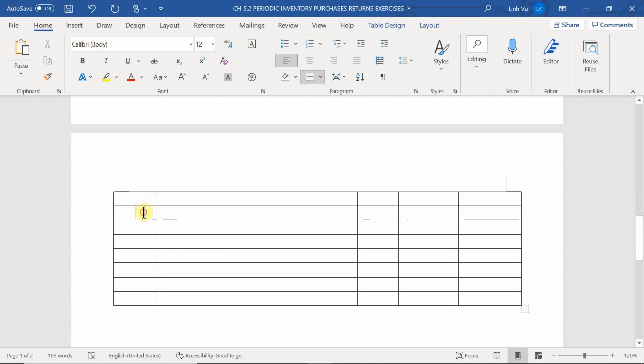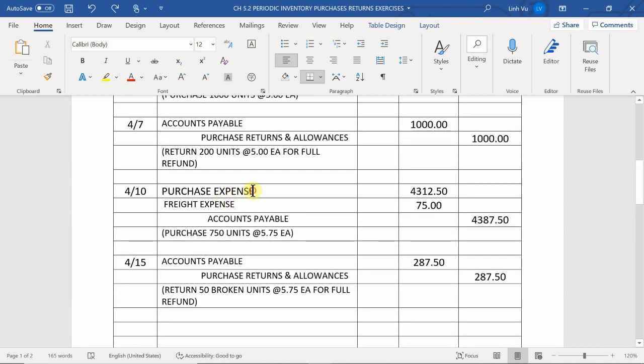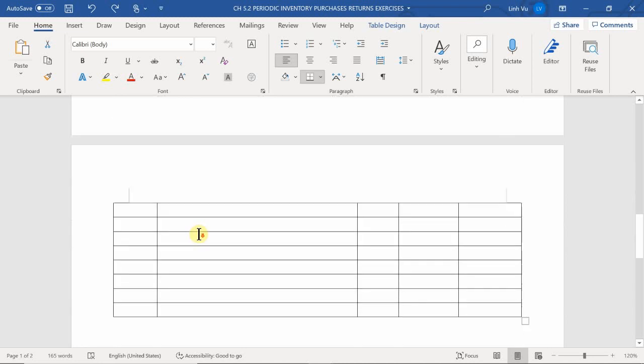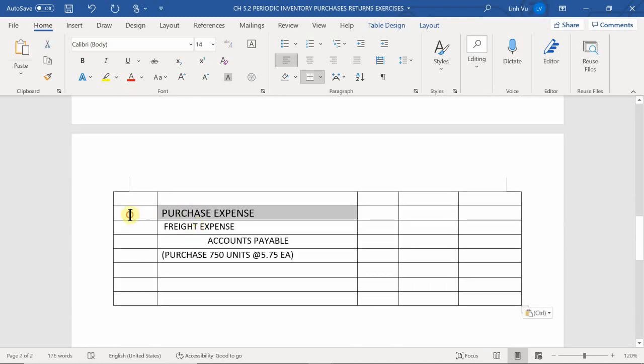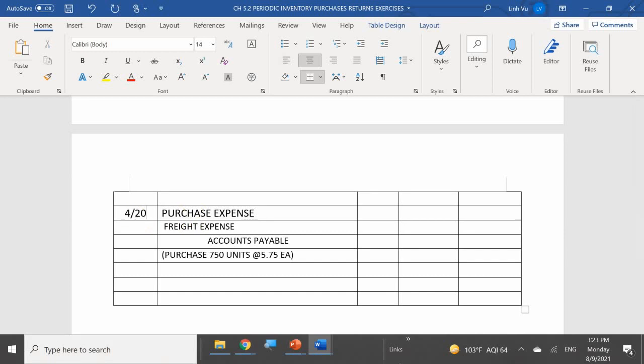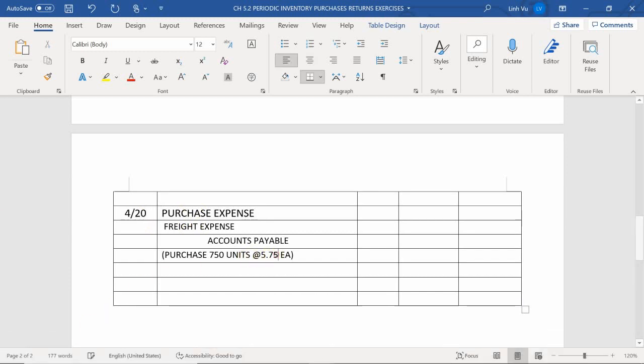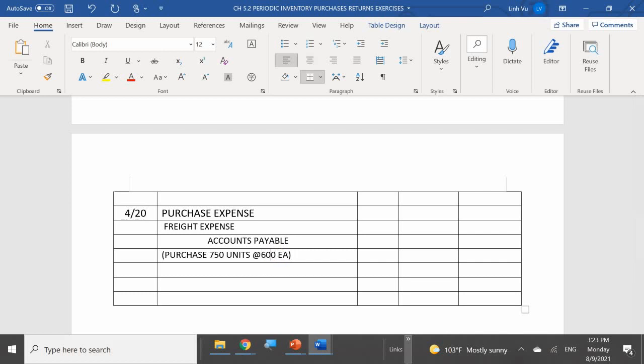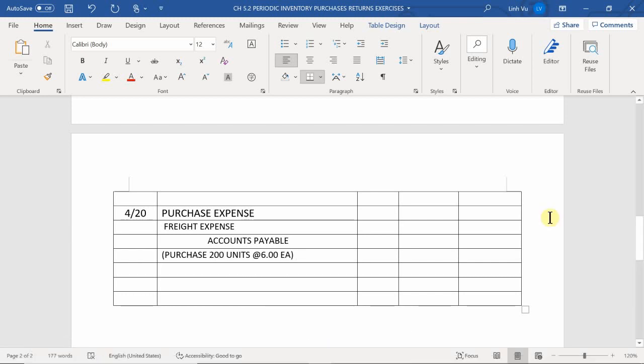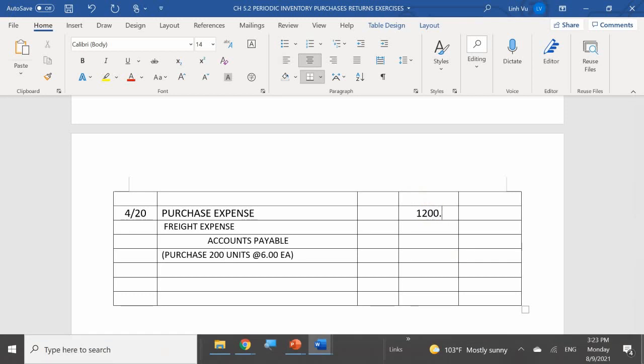I'm just going to skip to the next one over here. How many did you buy? 200. How much? $6 each. So $1,200, you have as your debit. For $1,200. Okay. How much was my freight?